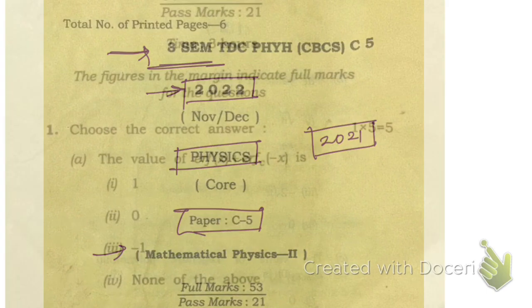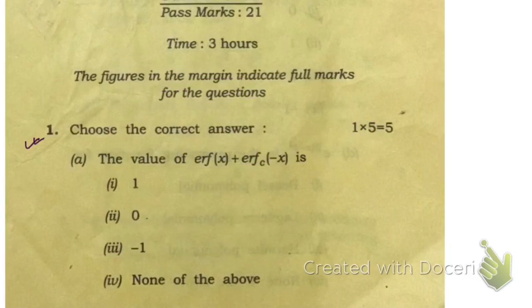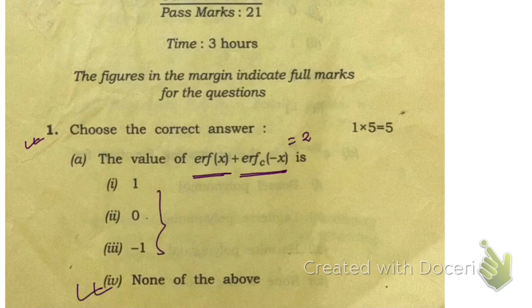So now let's start. This is the first question. This was asked in previous year also. Error function of x and complementary error function of minus x, its value is actually 2, and 2 is not given here, so the correct answer is none of the above. Hope you have understood this. Now let's move on to the next question.